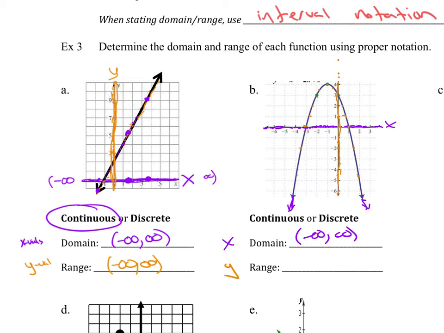So for y, the smallest ones down at the bottom, that's -infinity, and that is included in the graph. But all the way until we get to the top at 4, right? That's our top. So we say it's a 4 bracket.